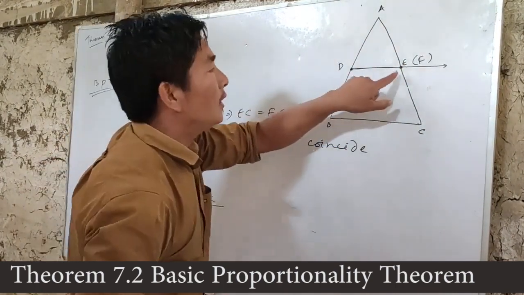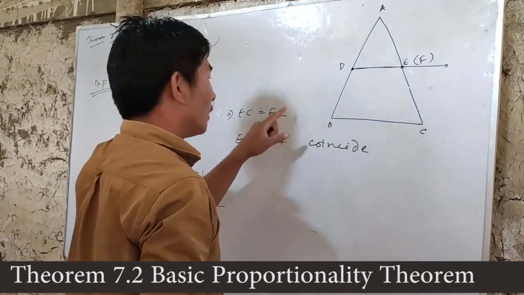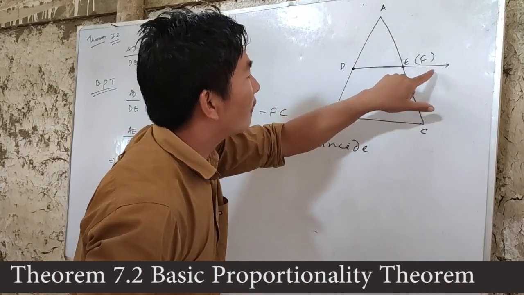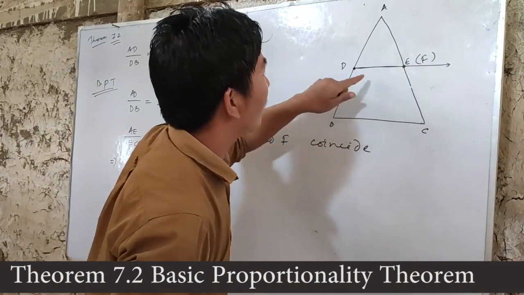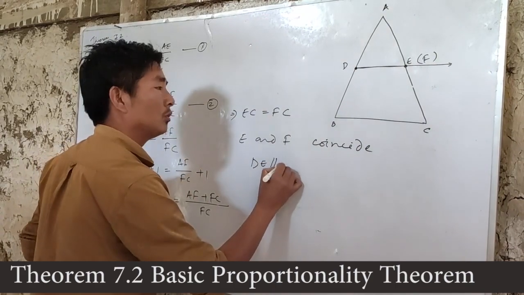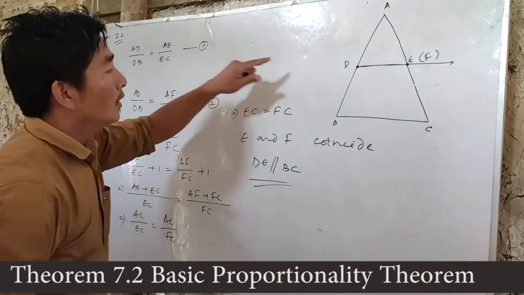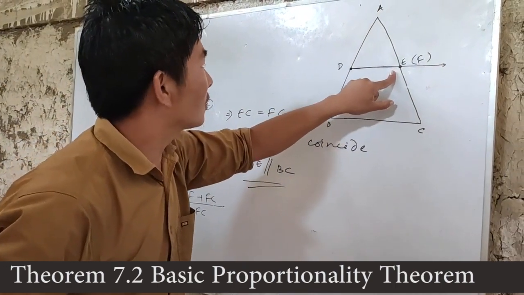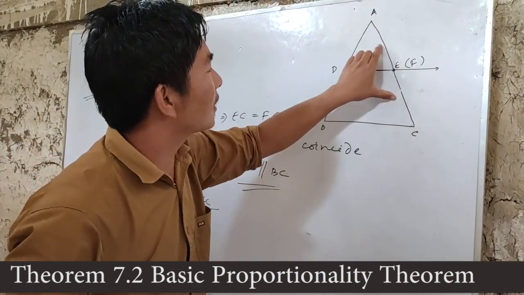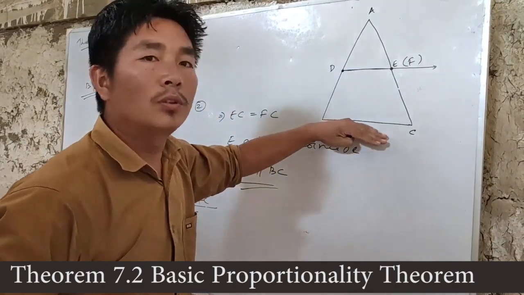Now, since by construction DF is drawn parallel to BC, and E and F are the same point, DE is parallel to BC, which proves the theorem. So let me remind you again: if a line is drawn in such a way that it divides the intersecting sides in the same ratio, then that particular line is parallel to the third side.